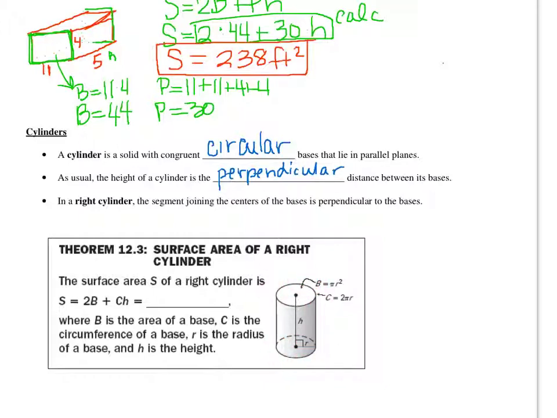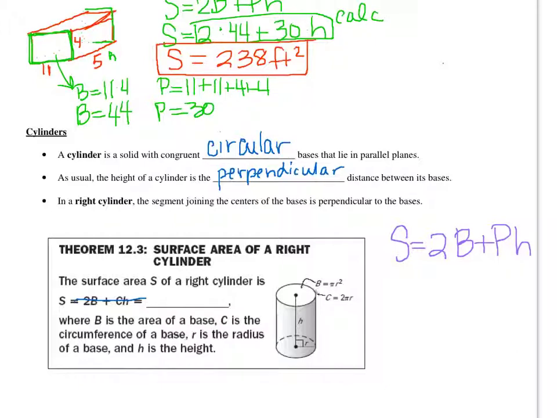So for this one, it says the surface area, whoops, didn't mean to write there, the surface area S of a right cylinder is S equals 2 times the base plus C times H. Now, I want to show you where this is coming from. So we said before surface area equals 2 times our base area plus our perimeter times our height.